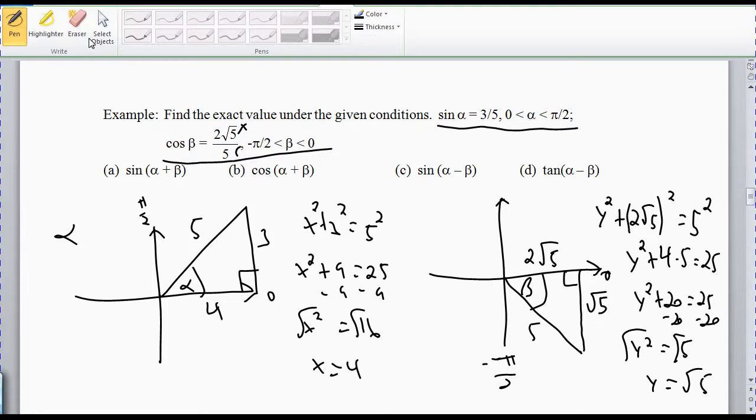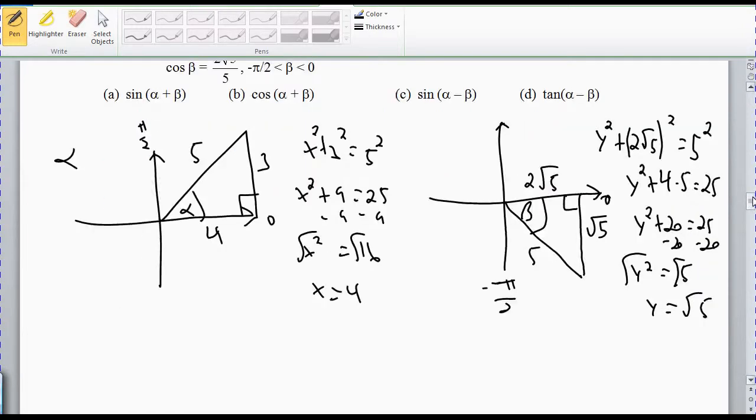Now, when I find these four values, sine alpha plus beta, cosine alpha plus beta, sine alpha minus beta, tangent alpha minus beta, these all have sine alpha, sine beta, cosine beta, and tangent alpha, tangent beta. So what I want to do, I want to find those values. So start with sine alpha. Sine alpha, here's my alpha. By the way, this is my beta information. This is my alpha. We split it apart so you won't have to be confused with it.